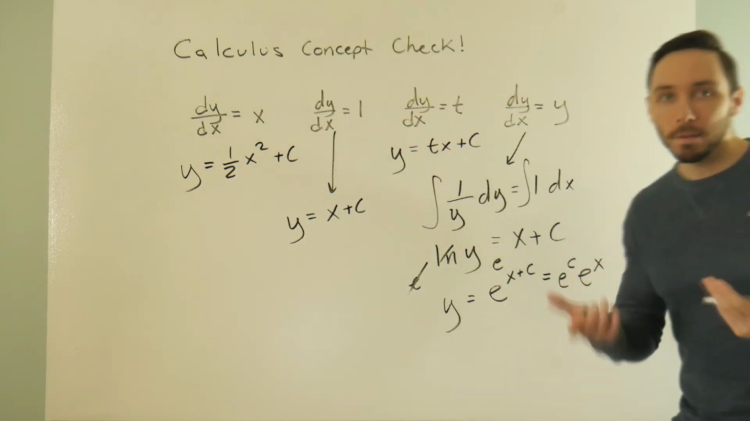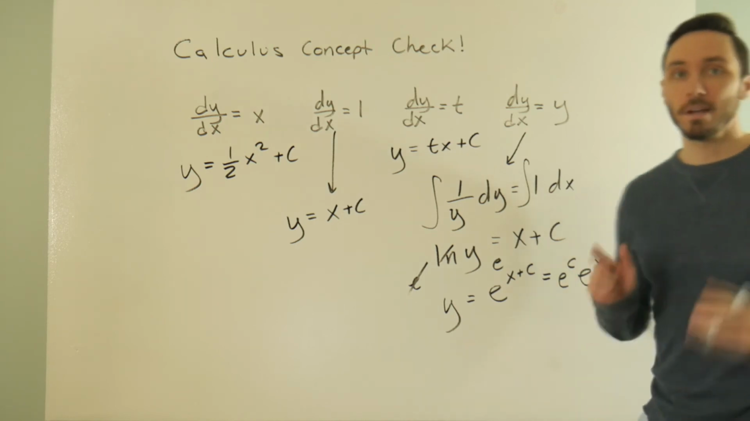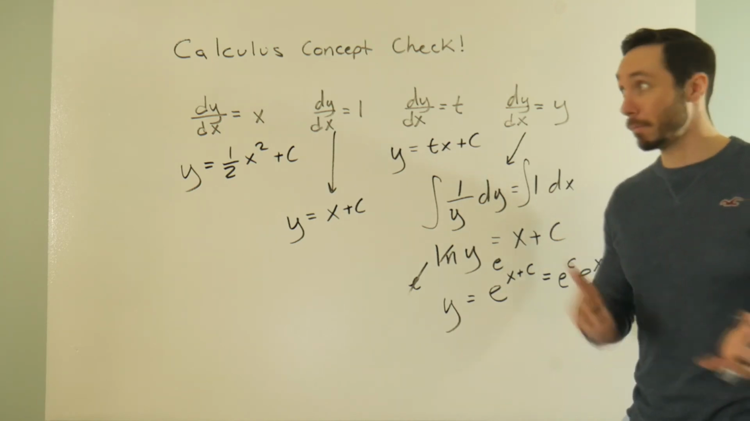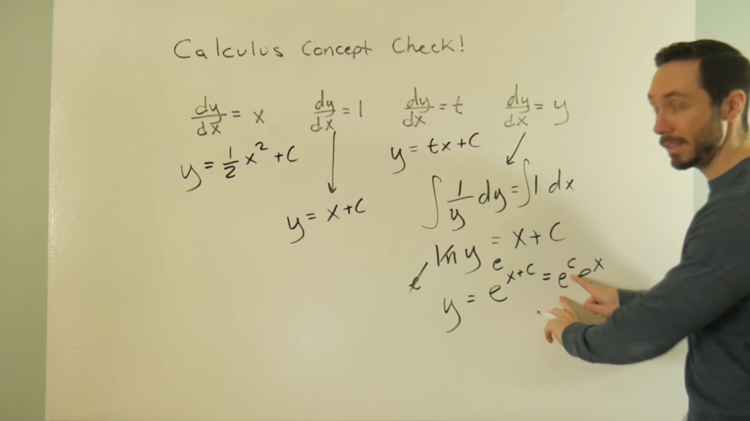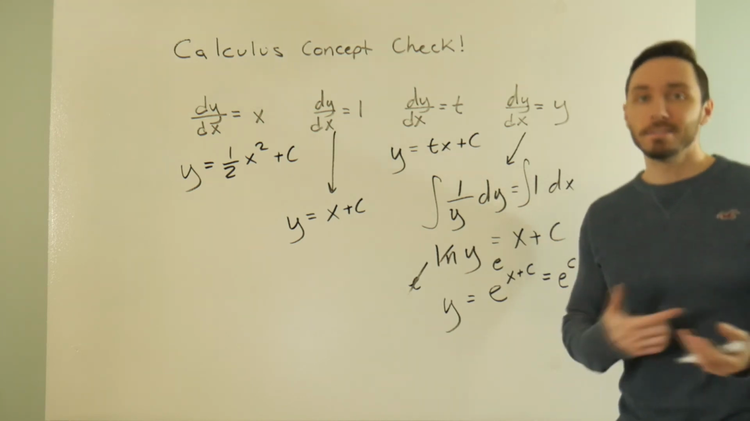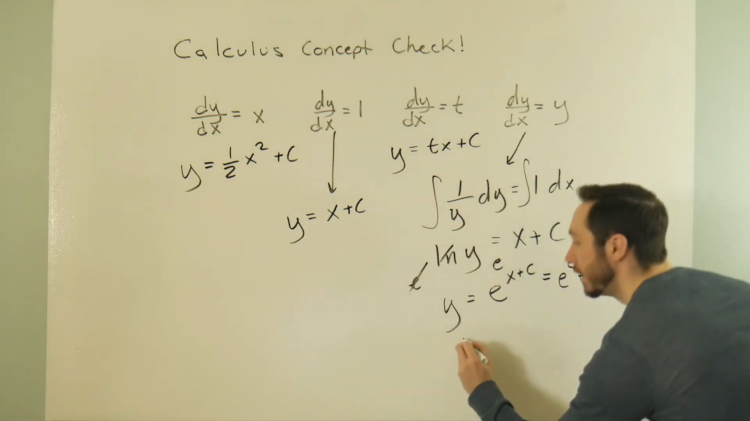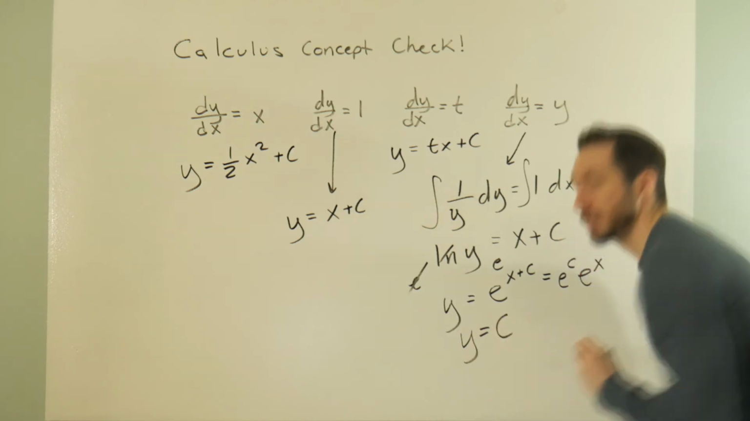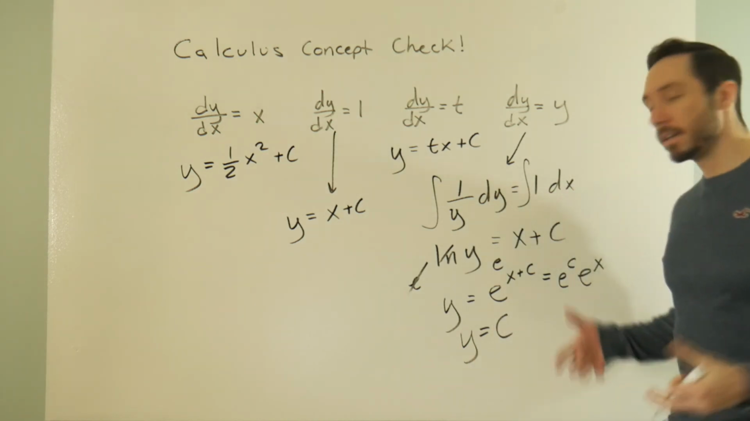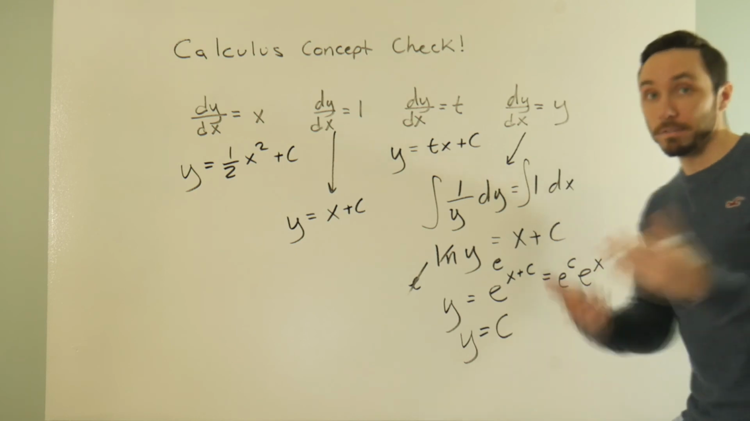There's something called c absorption. This constant is arbitrary. There's no point in tracking it without context. So this e to the c, at the end of the day, is just some constant. So we can treat that as our c value in itself. You can say c absorbs e to the c if you'd like.